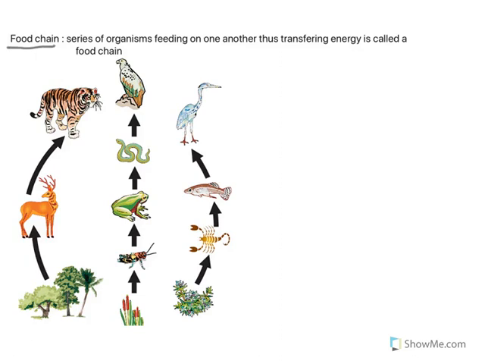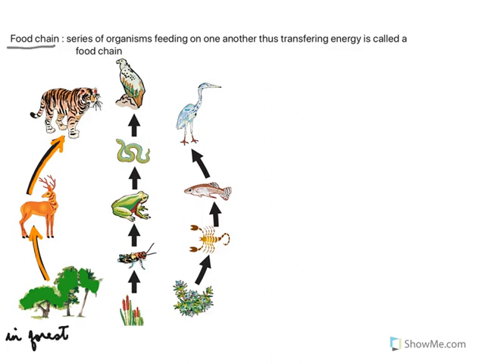To understand food chain, let's look at each of these examples. In the first example, we see here are the trees or the grass, and that's eaten by a deer. So the energy from the trees, which is captured during photosynthesis, is transferred to the deer, and the deer is then eaten by the tiger. So the energy from the deer is now transferred to the tiger. So this is a food chain in a forest, an example of a food chain in the forest.